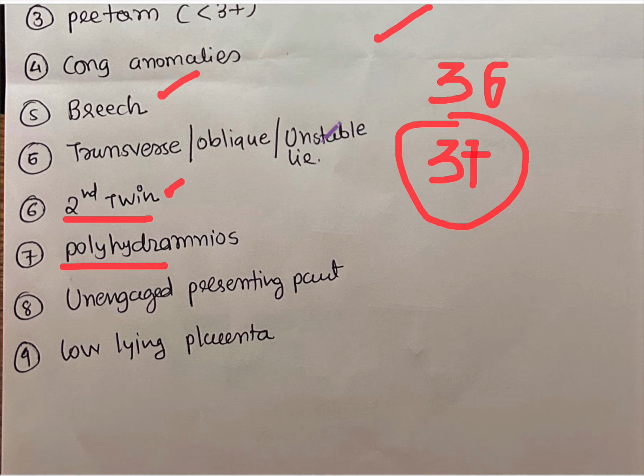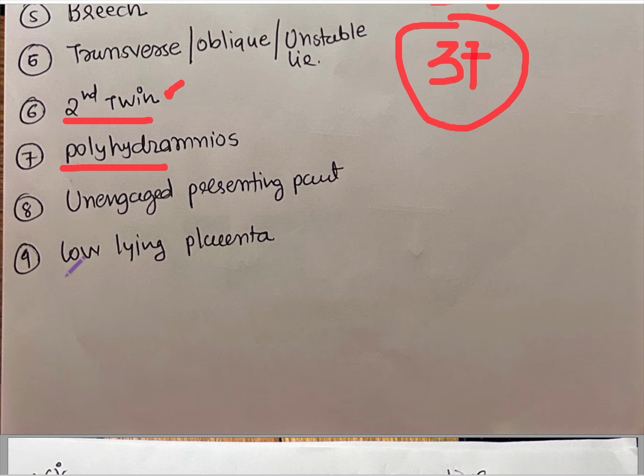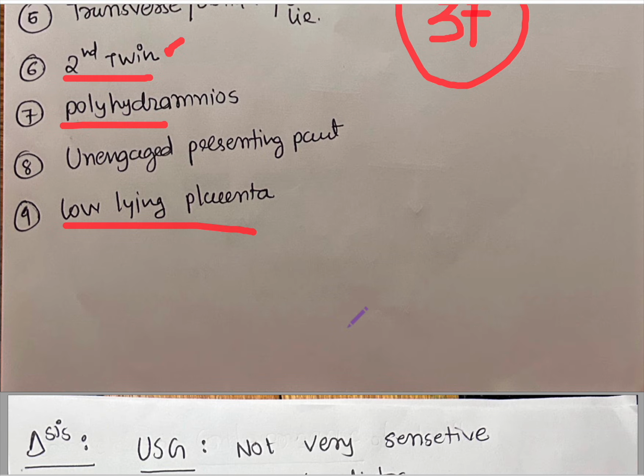Unengaged presenting part, which is obviously the unstable lie. Low lying placenta is also one of the risks because the cord is there only, at the lower part of the uterus.